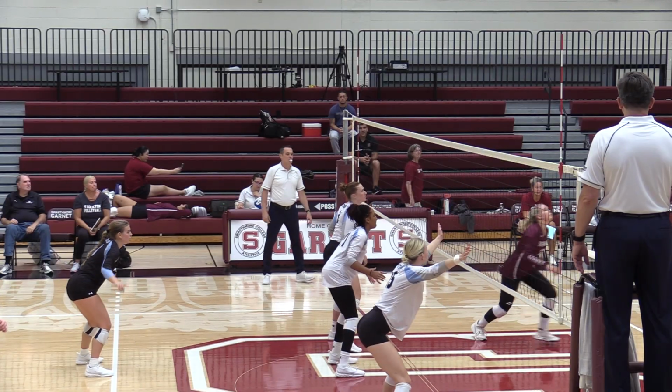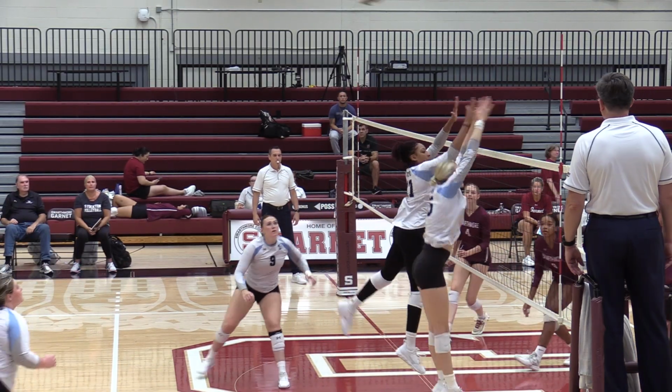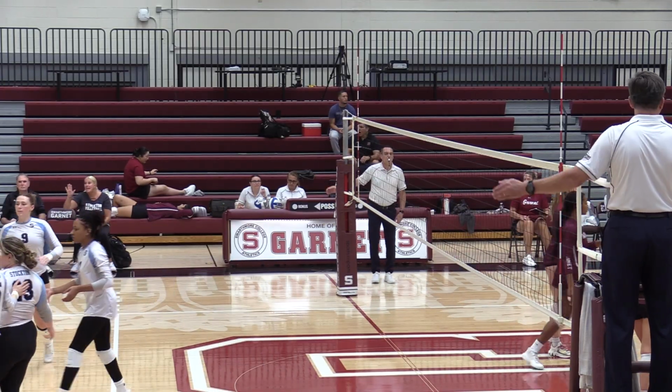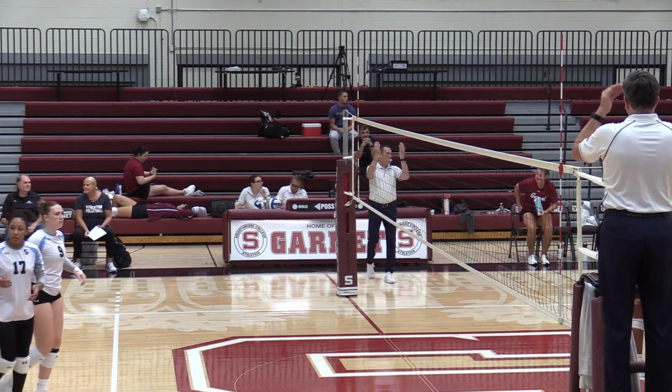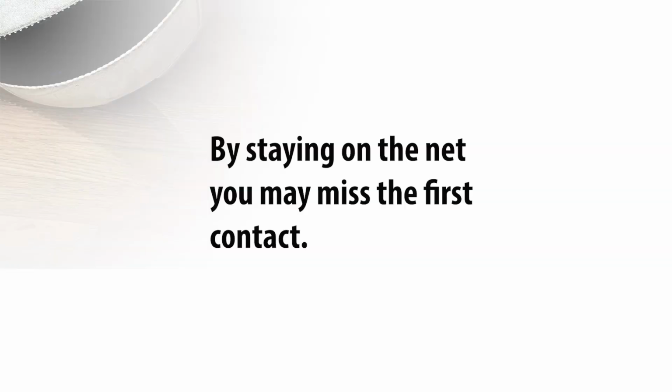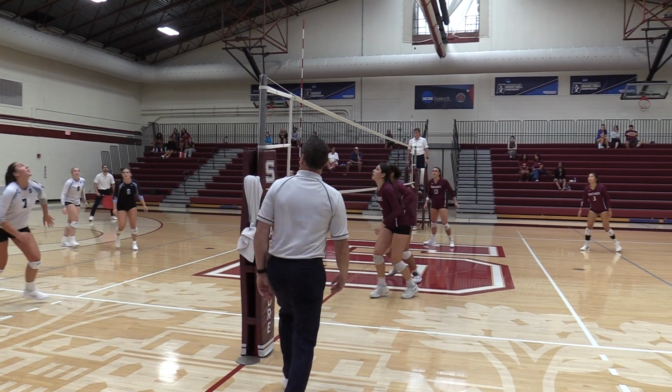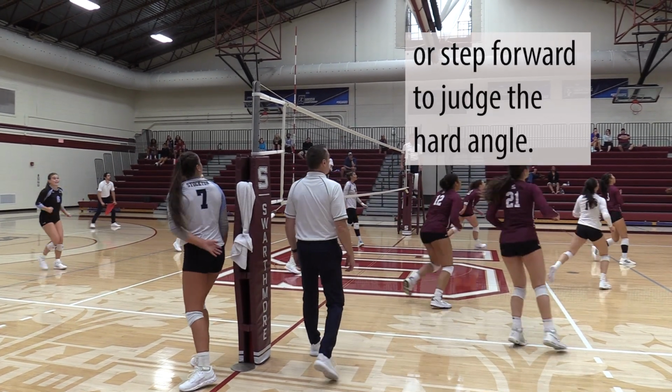Once you are satisfied that all players who made a play on the ball have transitioned to the next play, quickly find the ball in transition, if needed, to the defensive side of the net. Going through the sequence probably means that you will miss the first contact. That's okay, since your prime directive is stay with the net. If the play is very close to your antenna, you may have to take a step back so as not to be too close to the play to properly see it. Or be ready to step forward to judge that hard angle.